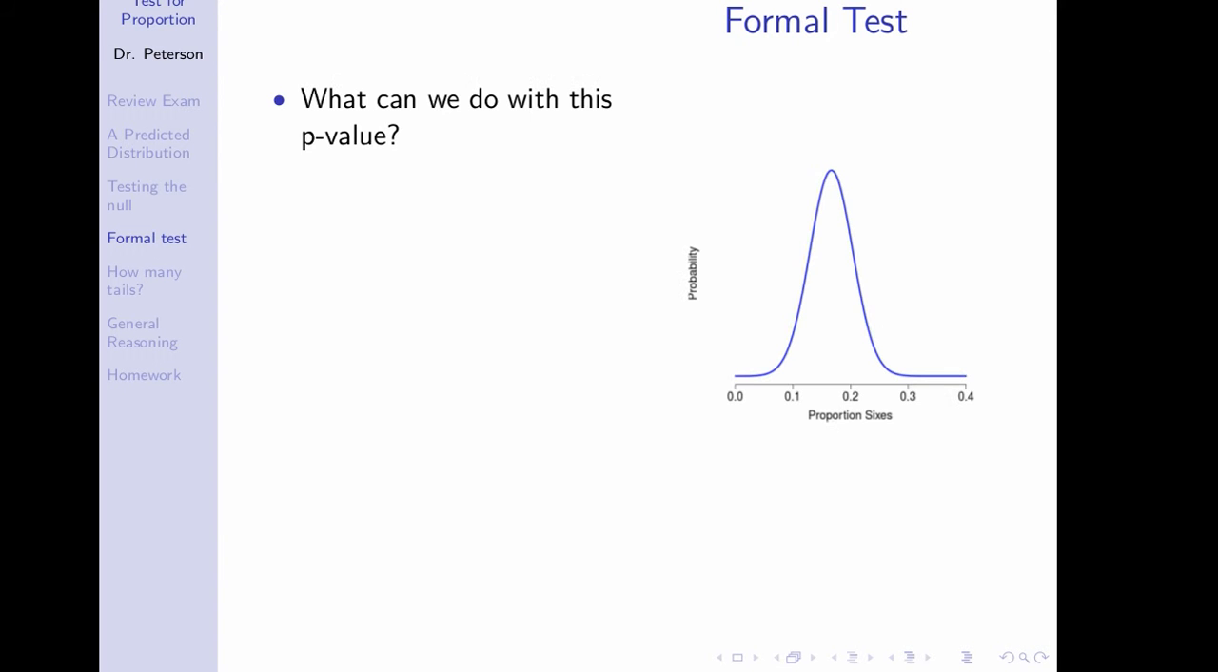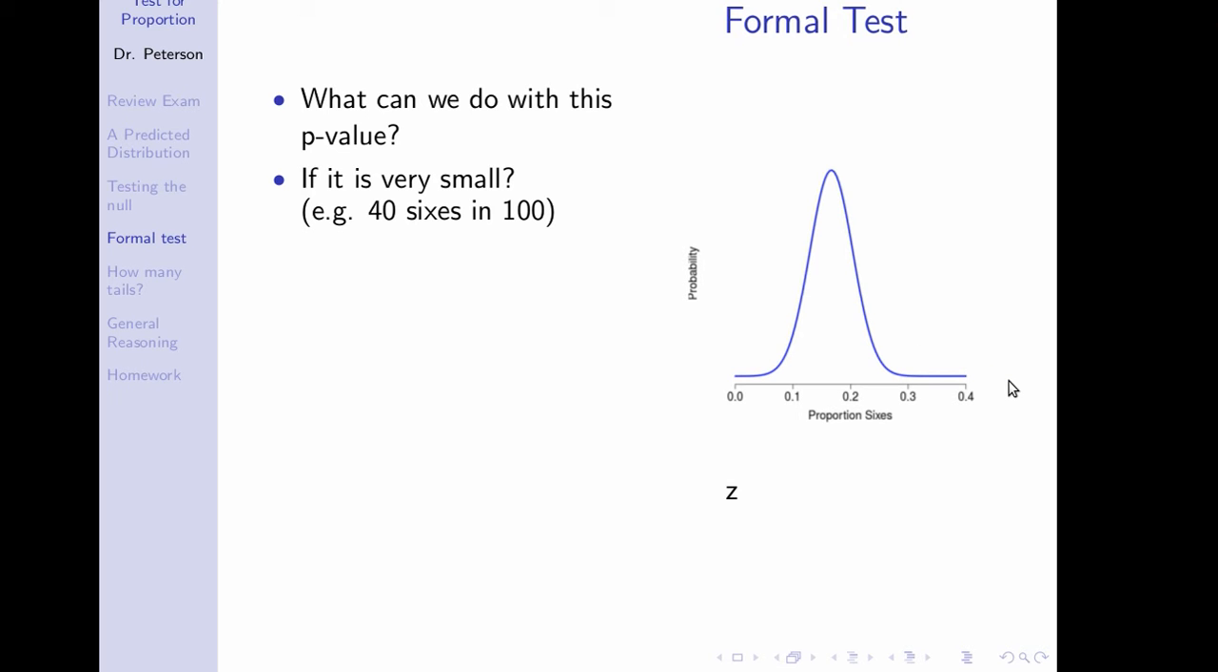Now we can see another example about what we can actually do with this p-value. So what if our p-value is very small? For example, if we roll 46 sixes in 100 rolls. So that puts us way out here under our null distribution.